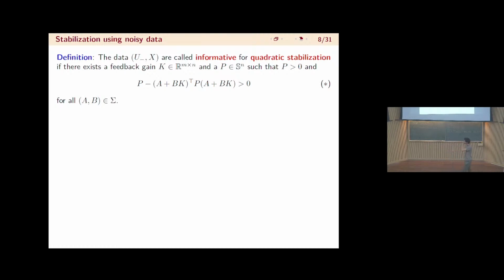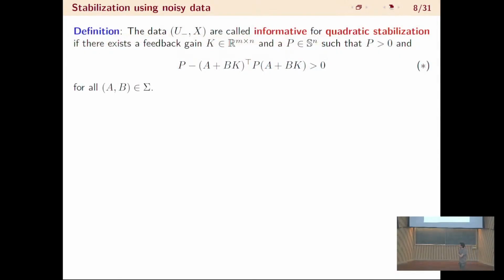Now, this is the most important definition in the whole presentation. So I want to formalize what it means to find a stabilizing controller for all these systems consistent with the data. So I introduce the following notion of informative data. I say that my data, u minus, x, are informative for quadratic stabilization if there exists a feedback gain K and a matrix P, symmetric n by n matrix, such that P is positive definite, and this Lyapunov inequality holds for all pairs A, B in sigma.